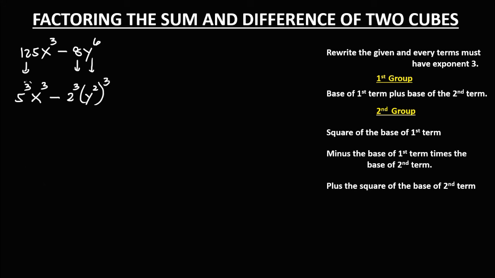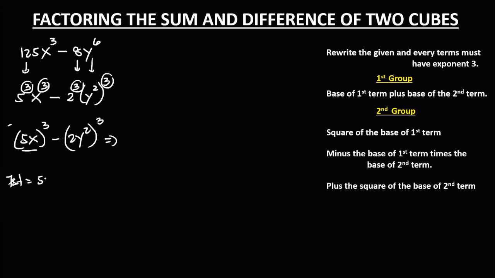Then simplify, so put this exponent 3 outside. So we have 5x to the power 3, then minus, for the second term, put this 3 outside. So we have 2y squared, then to the power 3. So using this equation, we can find now the factors. From this equation, the first term is 5x, and the second term is negative 2y squared.